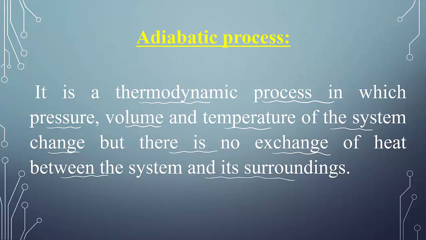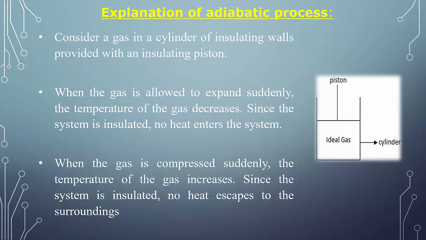In adiabatic process, we are using insulating material, non-conducting wall, because no exchange of heat takes place between system and surrounding, but all the three variables undergo change. Now, how this adiabatic process takes place, that you can observe.